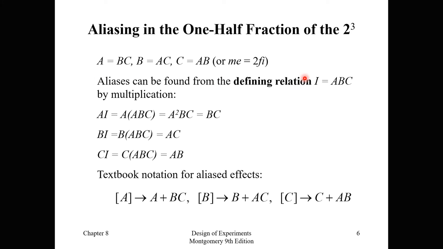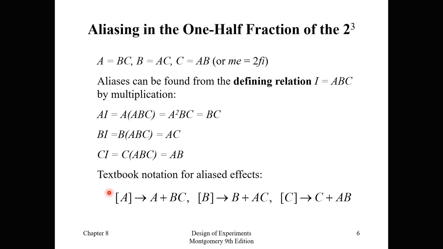And you'll note that all this is a formulaic way of looking at that full table, saying if I just keep the positives for ABC, which of my columns are now going to be identical, and it turns out that A is going to be identical to BC, B is going to be identical to AC, and C is going to be identical to AB. So this is a quick way to do that.